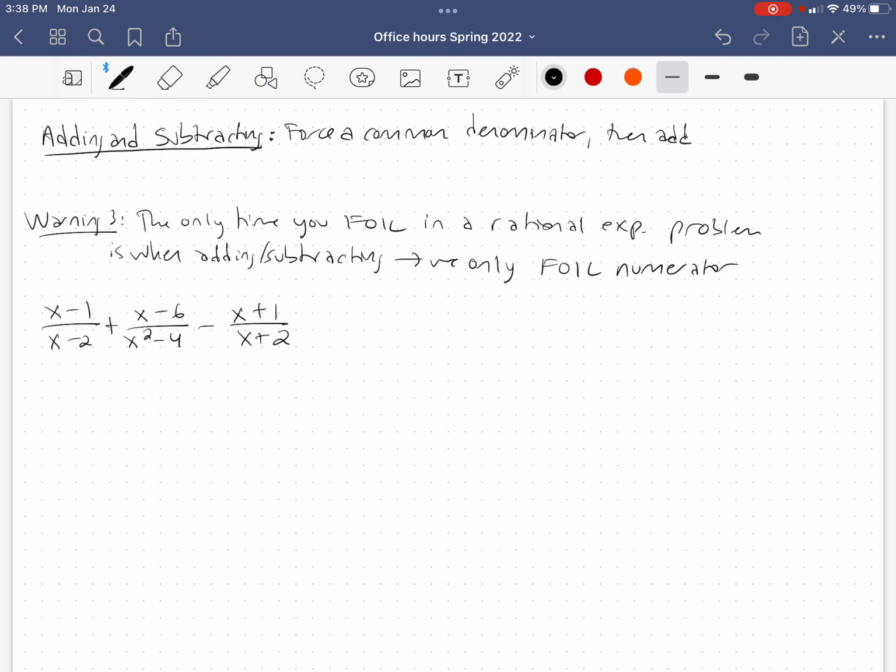Which makes sense. I keep on saying we're always wanting to simplify, right? Simplifying is factoring. So why would I FOIL and undo my factoring? All right, so the first thing I'm going to do here is factor everything in sight to see what's going on. In that case, it really is just factoring this denominator in the middle term. All right, so then a common denominator must be that denominator of the middle term, x plus 2 times x minus 2. Okay. The middle term has both terms. The first term is missing the x plus 2, so I force it by multiplying on top and bottom. The last term is missing the x minus 2, so I force it by multiplying on top and bottom.